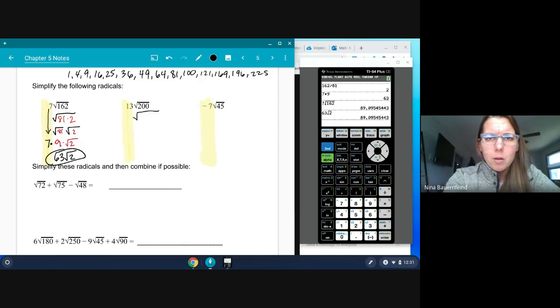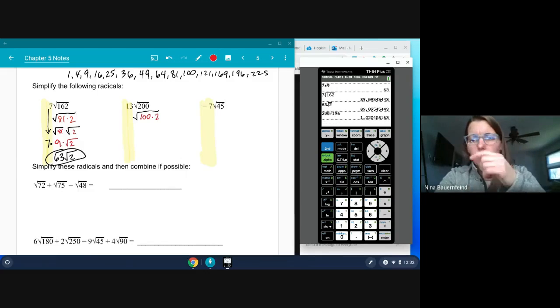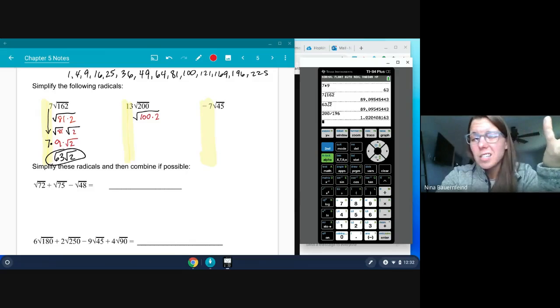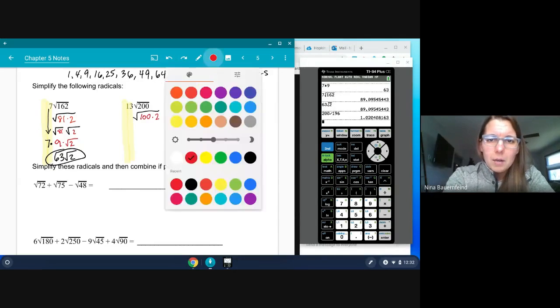Let's split this up. Which number is this one divisible by from the list? 100. 100. So sometimes you guys can just save yourself some time. You could have gone through and done 200 divided by 196 and tested all of them, but my calculator is driving me nuts. And we can mostly see 100 times 2 is 200. And 100's in the list. So then we split that up.